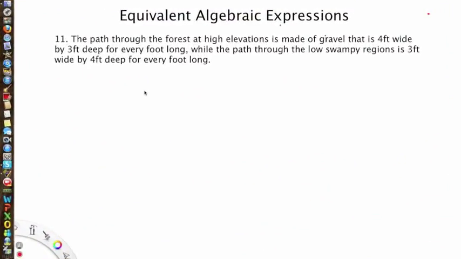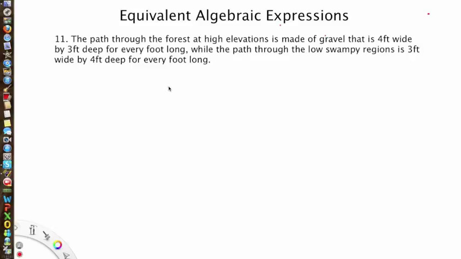Let's do one more sample problem together on our practice handout. Go to number 11, and the problem states, the path through the forest at high elevations is made of gravel that is 4 feet wide by 3 feet deep for every foot long, while the path through the low swampy regions is 3 feet wide by 4 feet deep for every foot long. That makes sense. In the swampy, wet areas, you're going to need more drainage, so you want your road to be a little deeper.